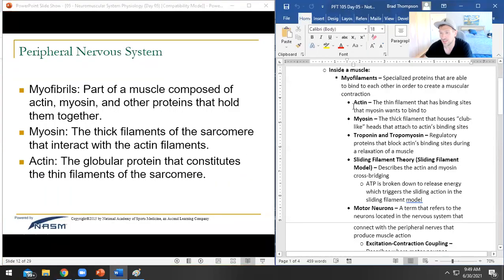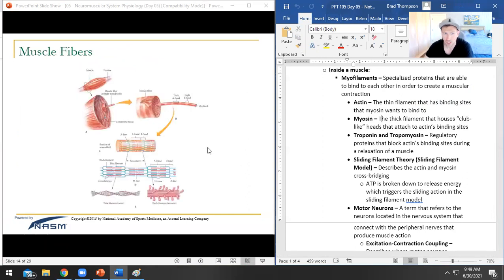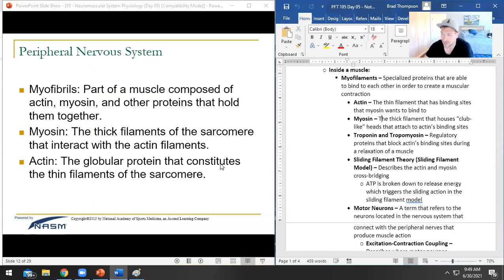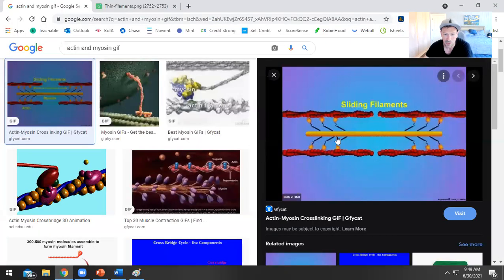Now, obviously, like I said, myosin, with its little club-like heads, is super attracted to actin. They really want to reach up there and bind. But we don't always want our muscles to bind. We want our muscles to be able to contract sometimes. So because of that, we have these two regulatory proteins, which are called troponin and tropomyosin.